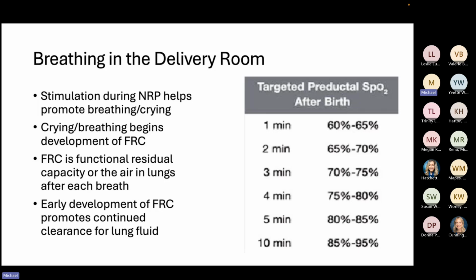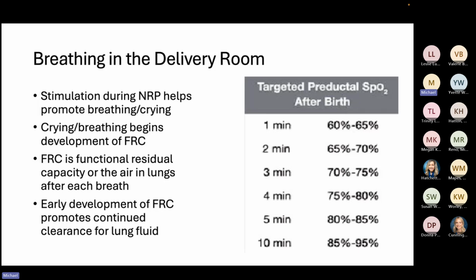Fetuses live in what we would consider a hypoxic environment. The normal oxygen saturations of a fetus are somewhere between 55 and 65%. And so, as you can imagine, immediately after birth, when they begin breathing, begin pushing more oxygen into the lungs, it's going to take some time for the oxygen saturations to improve. And in fact, we don't really want to oversat them in the delivery room. We want those oxygen saturations to rise naturally and rise gradually. And this is sort of a goal at 1 to 10 minutes of life.